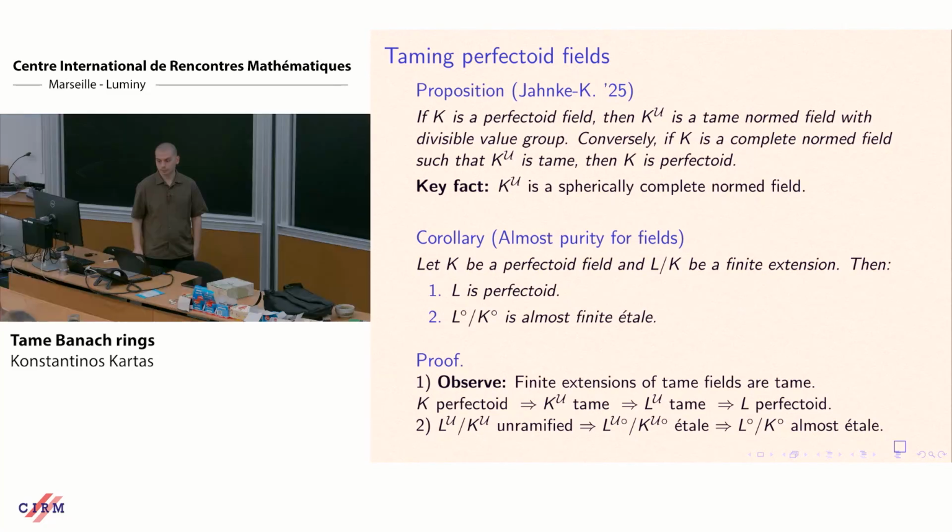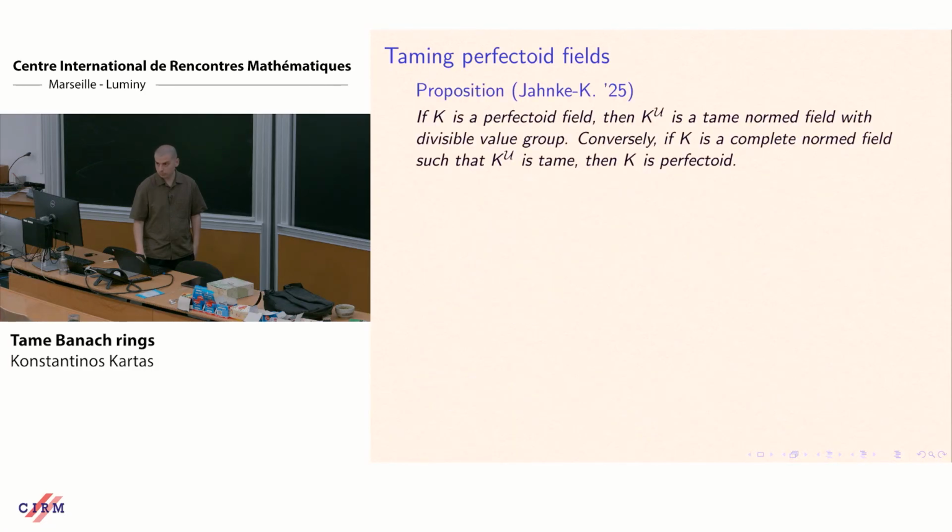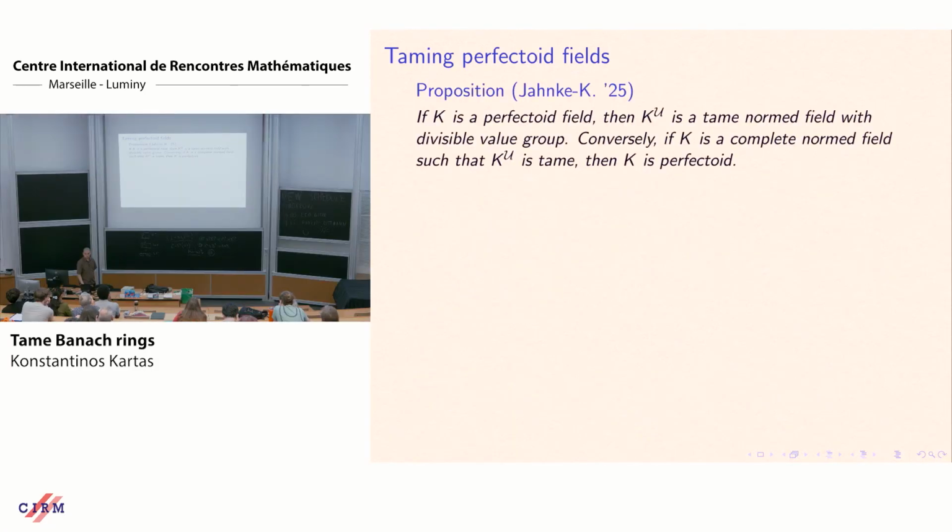Going back to the proposition, for perfectoid, it's enough that the value group is divisible. Oh, I understand. How does it become divisible in the ultrapower? So you take the norm, so actually the value group isn't the reals, right? Because you take, yeah.